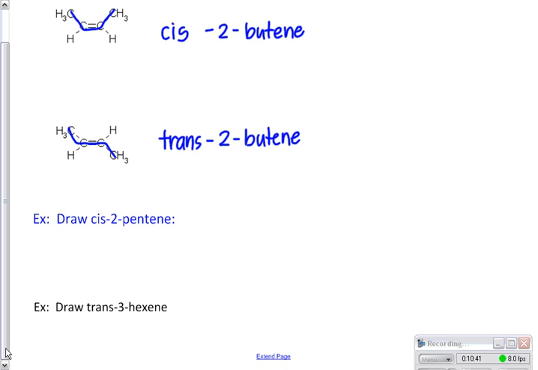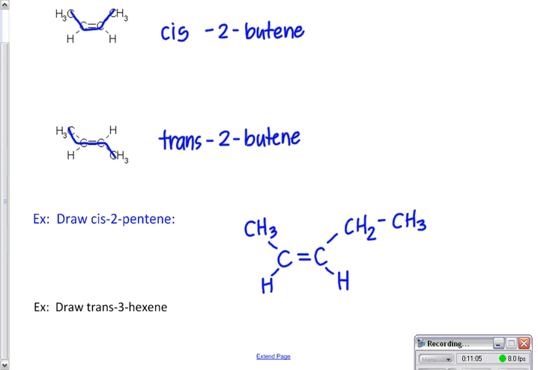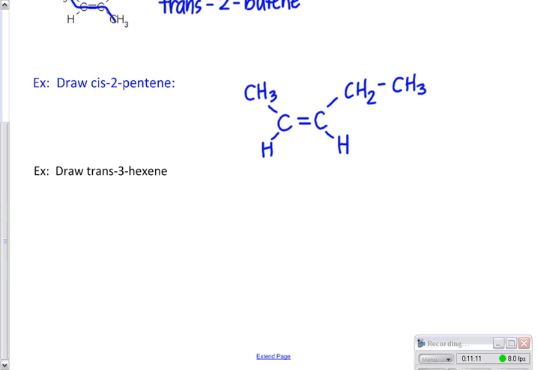Cis 2-pentene, if I were to draw pentene, I would draw the double bond between the 2 and the 3. Now I want the H's on the same side. So I'm going to put the H's down on the same side. They could easily have gone up. And I'm going to count 1, 2, 3, 4, 5. So you've got cis 2-pentene, and then our last one would be trans 3-hexene.